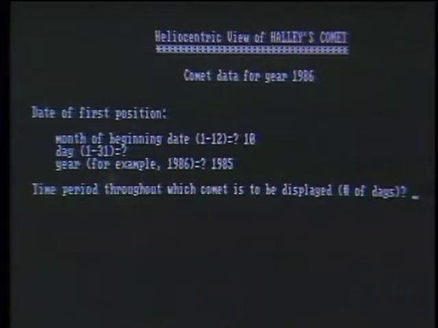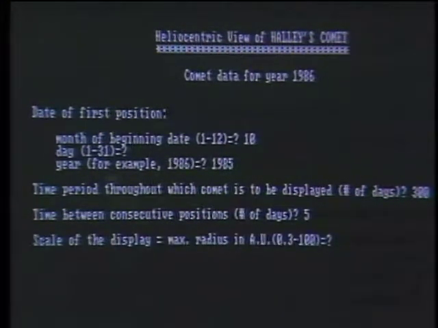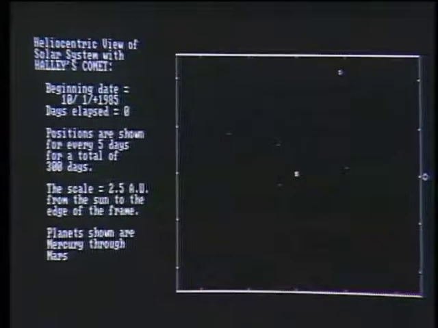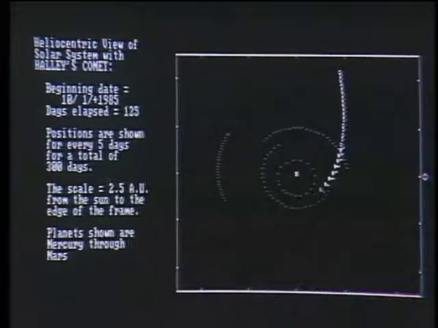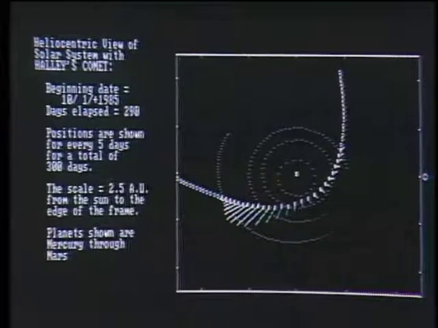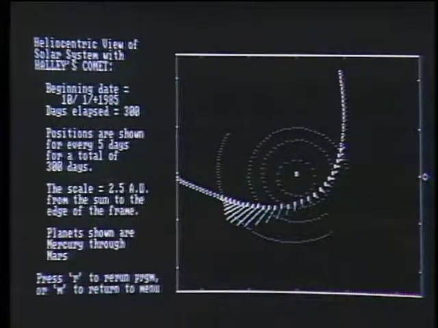And I'm going to enter a few numbers here, if I may, for a moment. Start back in October, for example, 1985. We're going to be looking down on the solar system, looking at the sun. We're going to display for approximately 300 days and perhaps look every 5 days or so. We'll tell it that we want to look out to maybe the orbit of Mars. And here's the display. We see the formation of the tail as it begins to approach the perihelion point, the closest point to the sun. The tail rather fully develops and then begins to diminish. That's the first program. Actually, I'm going to rerun.